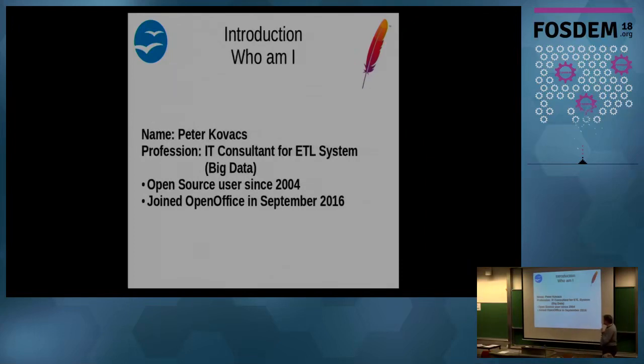So, who am I? My name is Peter Kovac. As a profession, I'm an IT consultant for ETL systems. I usually work with big data stuff. For more than 10 years, I have used open source privately, since 2004, and since September 2016, I joined the OpenOffice community to improve OpenOffice. As you see, I'm not really an application developer, but someone who usually moves big amounts of data around for companies.